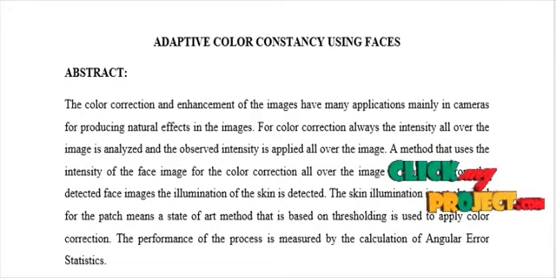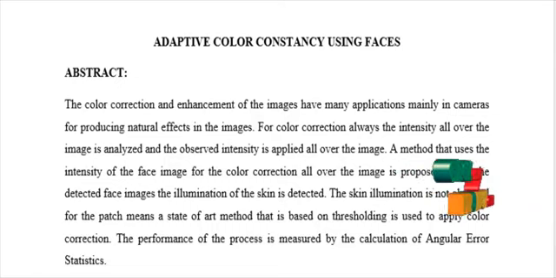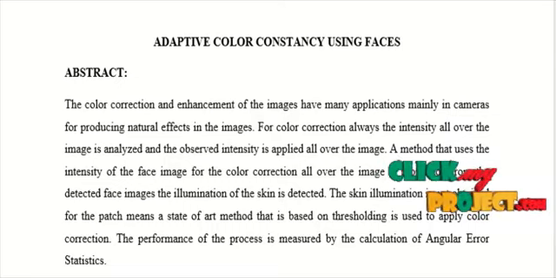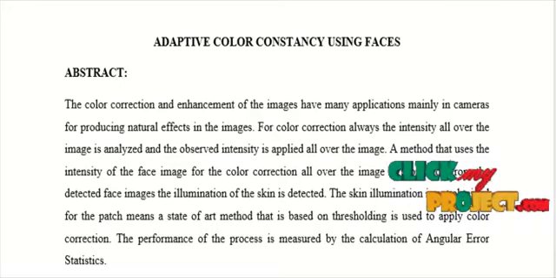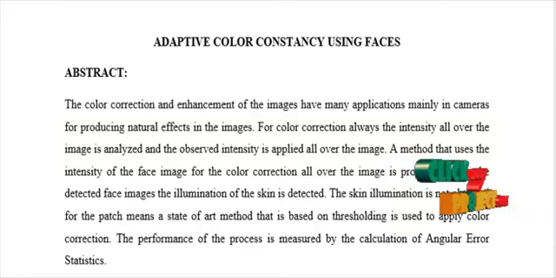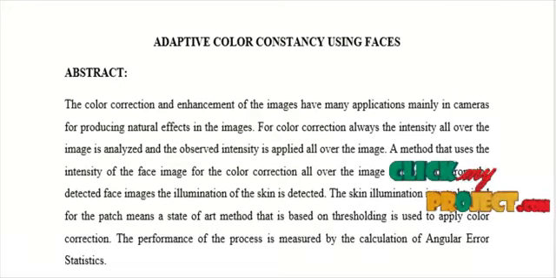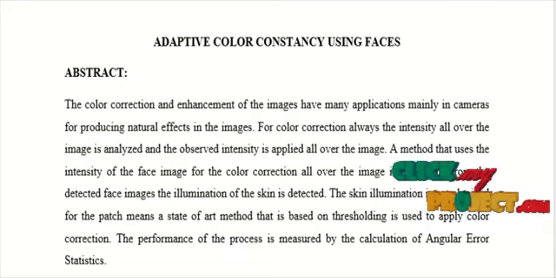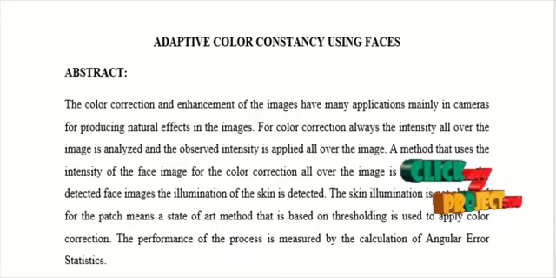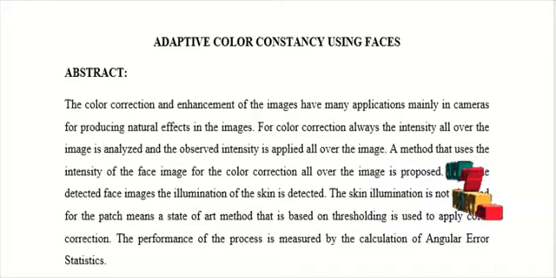From the hue component, the threshold is set for the face region by finding the peak of the obtained histogram of the hue region. The segmented pixels contain the face image pixels. The identified pixels are grouped and then the face region alone is obtained. The overall performance of the process is measured in terms of angular error statistics.